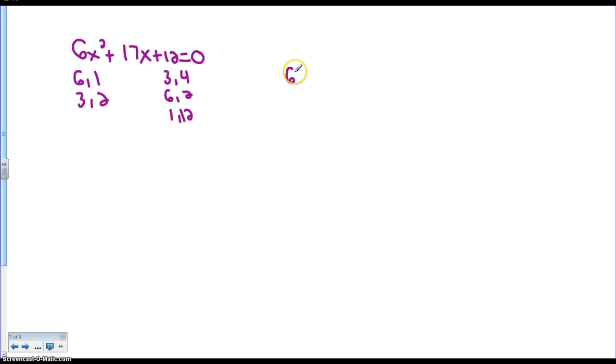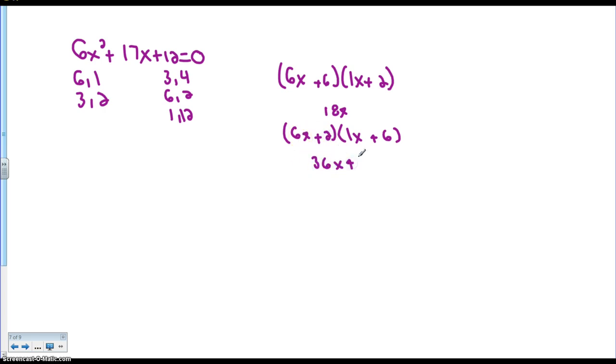So I'm looking for a middle term of 17x. So I can do 6 and 1. Let's see what happens. If I put a plus 6 here and a plus 2 here, oh, it gets so close. All I'm going to do is do the outer and the inner, and I get 18x. So that doesn't work. If I switch them, plus 2, looks like I get 36x plus 2x, so that doesn't work either.